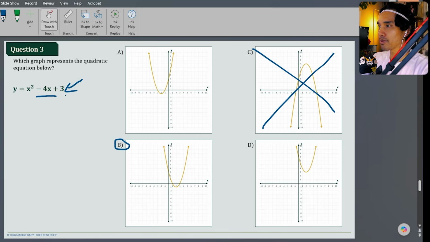Well, what two values multiplied together equal 3? And that is negative 1 times negative 3 equals positive 3. When combined together, we get negative 1 and then minus 3 equals negative 4, confirming that these are the two numbers.